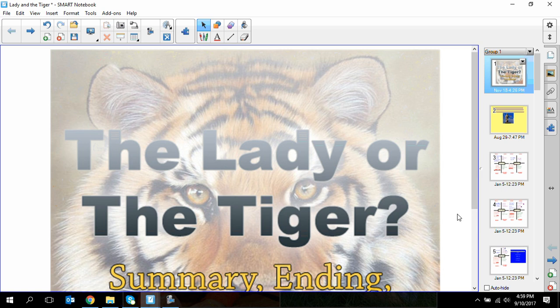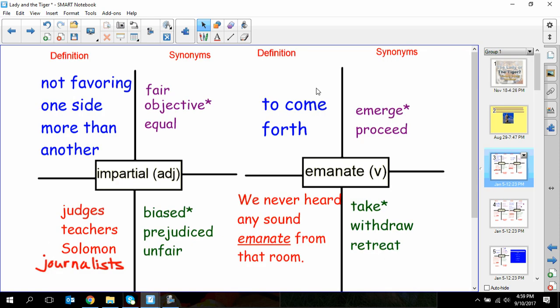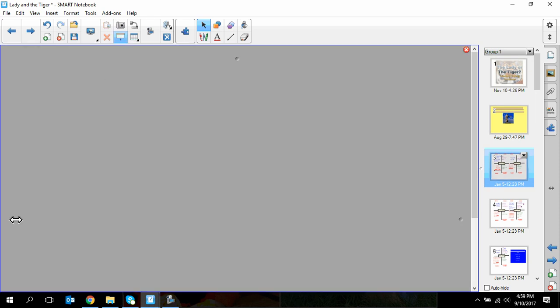Some of these words we went through in class and others we did not. Both of your sections are at different points. So we're going to use this time to review the words that maybe we've already gone through. Okay? So the first word we're going to talk about is the word impartial.